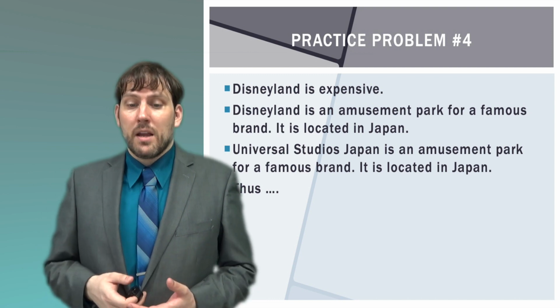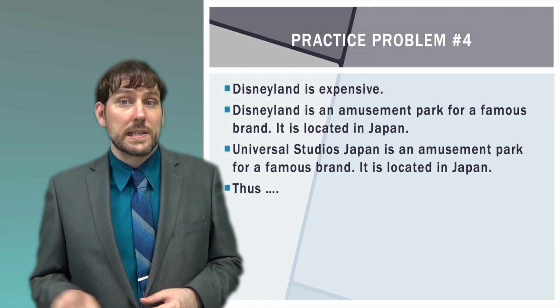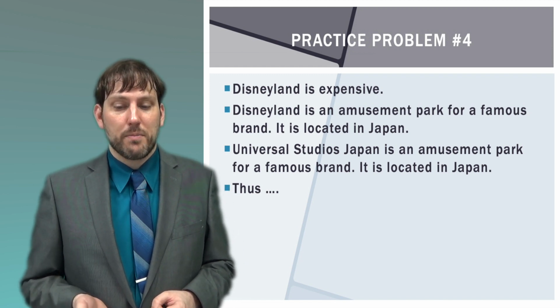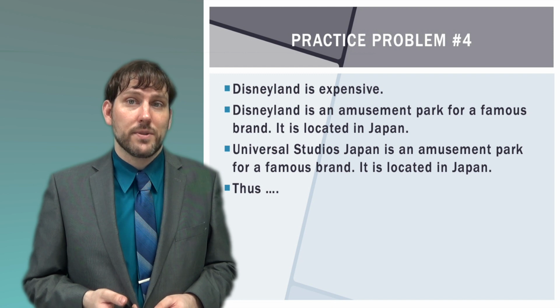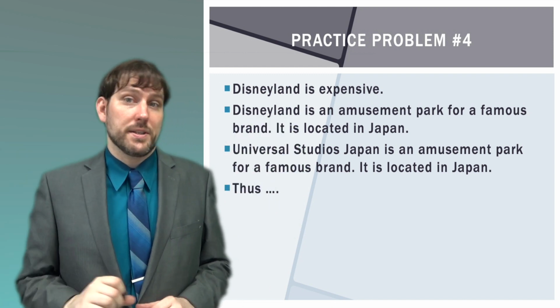Another problem. Disneyland is expensive. Disneyland is an amusement park for a famous brand. It is located in Japan. Universal Studios is an amusement park for a famous brand. It is located in Japan. So we have these similar properties. From this, we could say that it's probably expensive too.